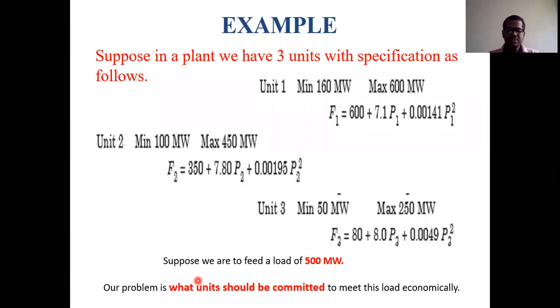So our problem is what units should be committed in order to meet this 500 megawatts, that is, meet this load. And one more point is economically, means optimally. So this problem can be classified into 2 problems. The first one is we must meet the load and the second one is we must meet that load optimally. Both are important. The first and foremost condition is that at any cost we must meet the load.